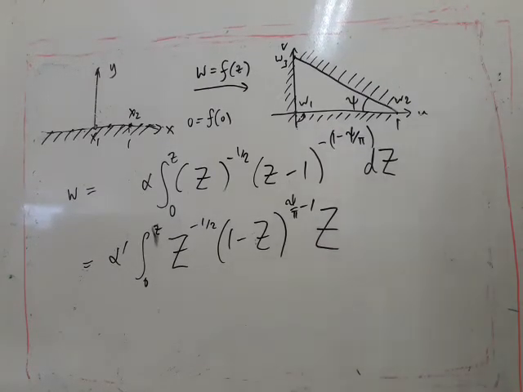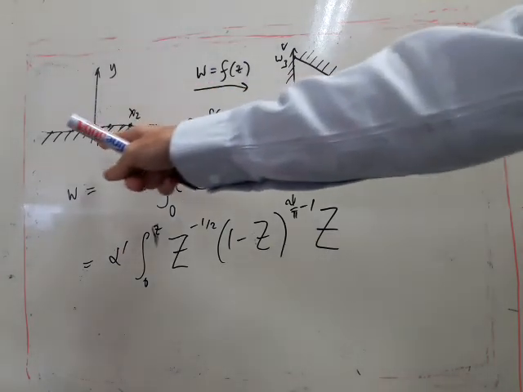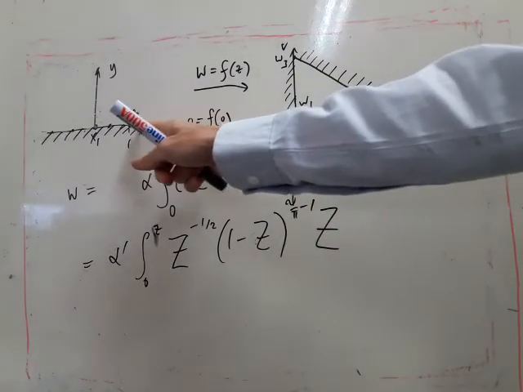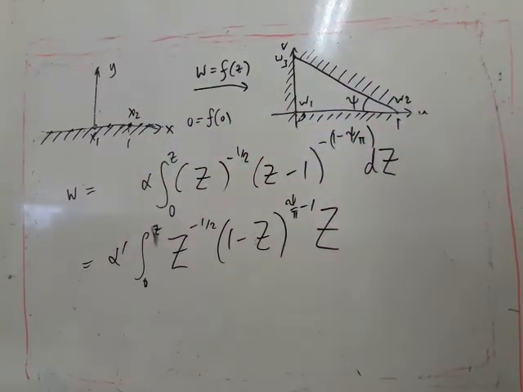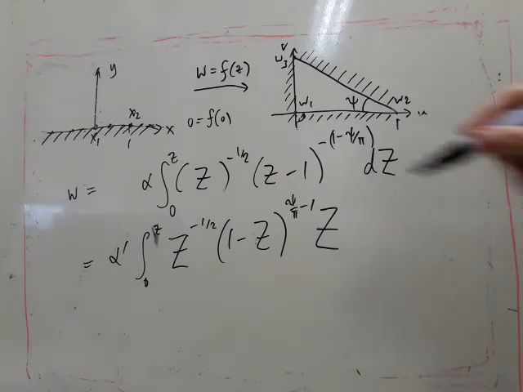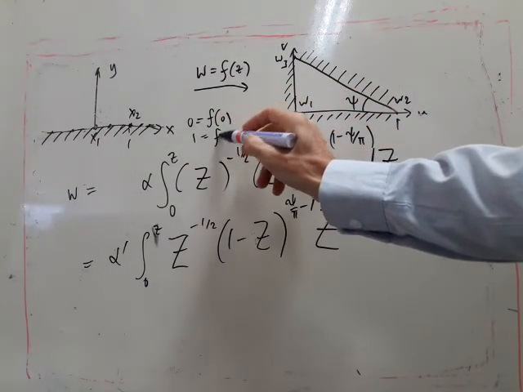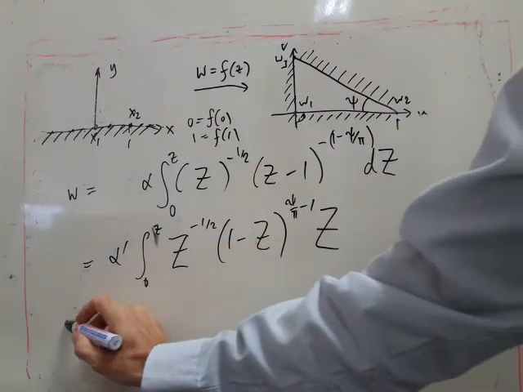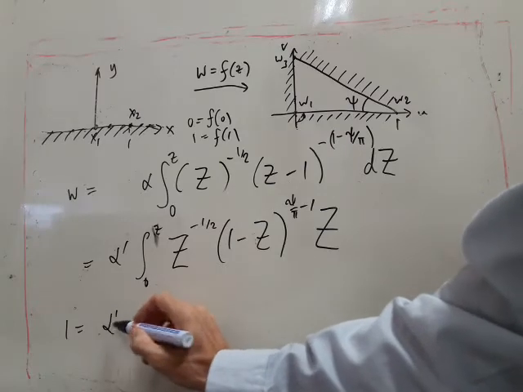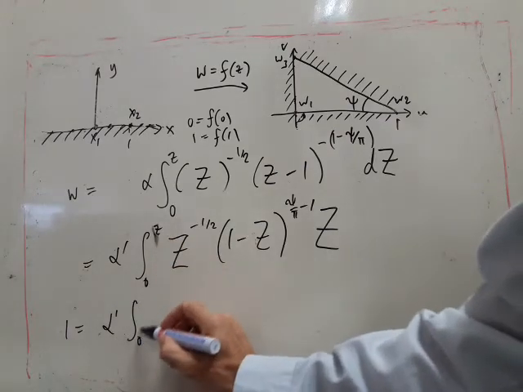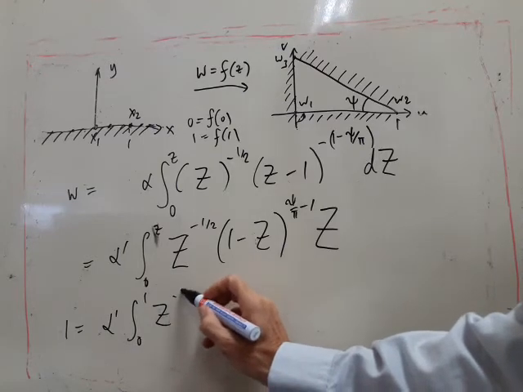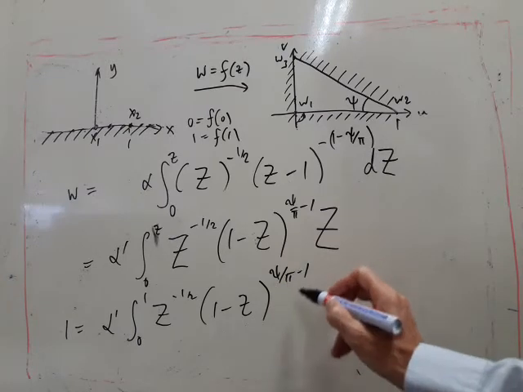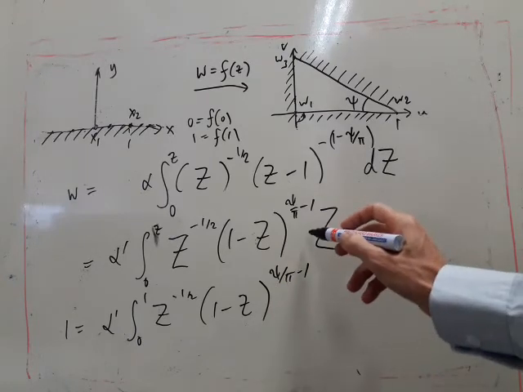So far we have used the fact that x1 gets mapped to w1. Next we can use the fact that x2 gets mapped to w2. That basically means that 1 is equal to f of 1. So substituting that in, we've got 1 equals alpha dashed times the integral from 0 to 1 of the integrand, dz.